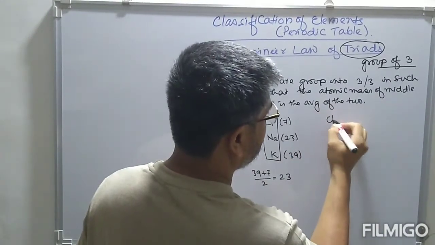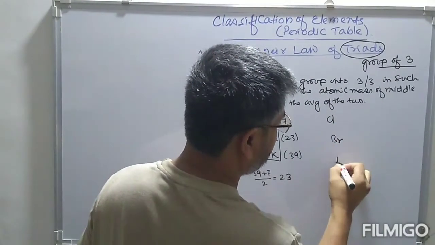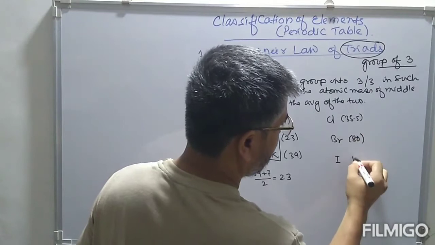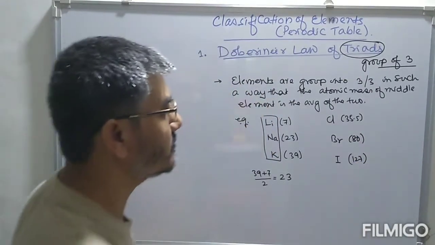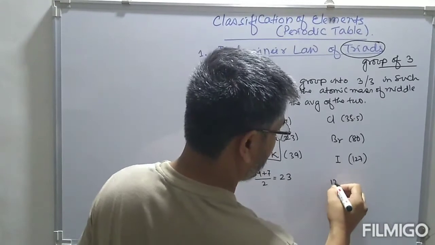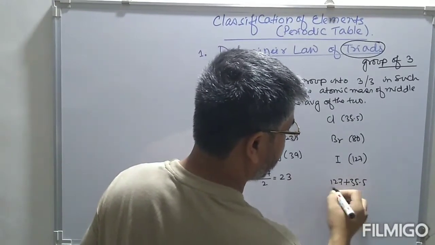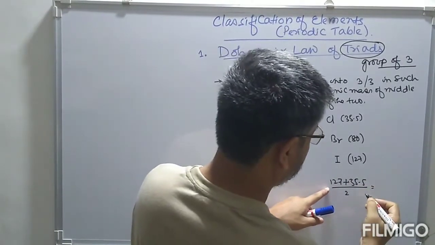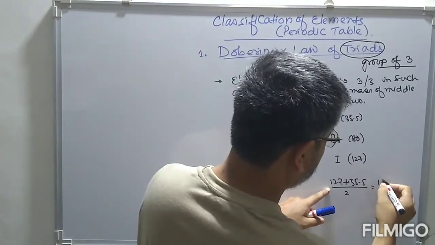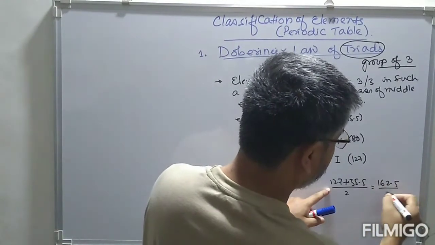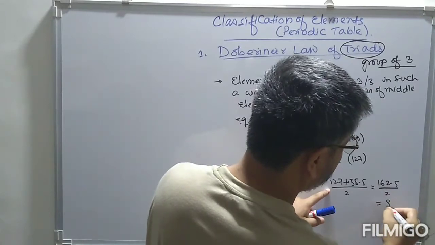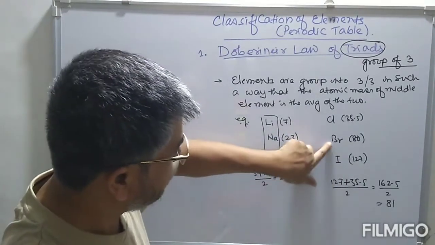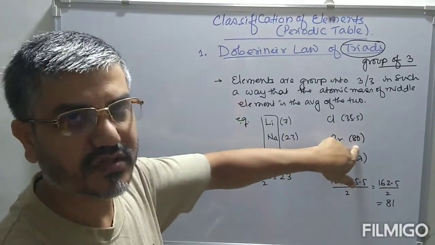Similarly, look at this: chlorine, bromine, iodine. Chlorine is 35.5, bromine 80, iodine 127. So look at this: 127 plus 35.5 divided by 2, that is 162.5 divided by 2, approximately 81. So again, this is approximately equal to the atomic mass of bromine.